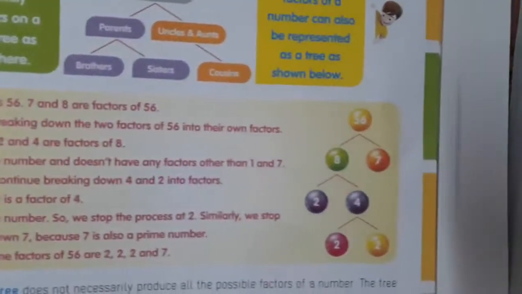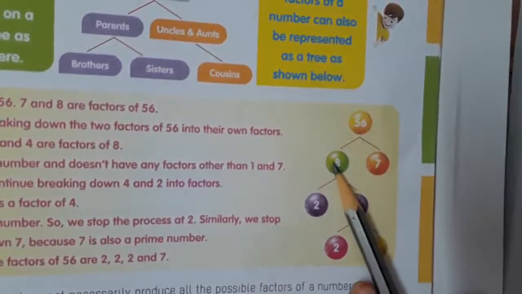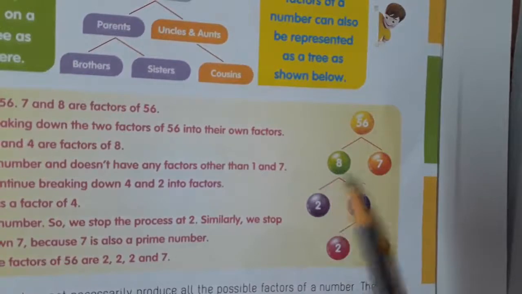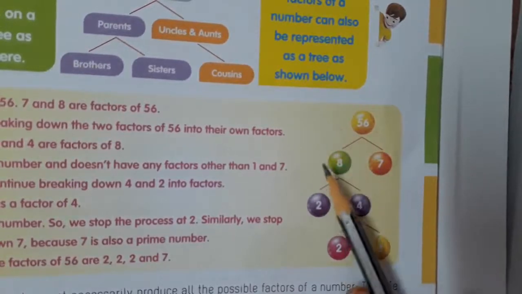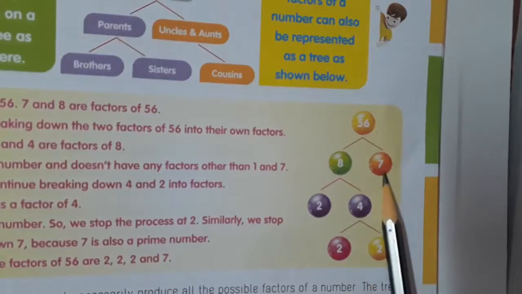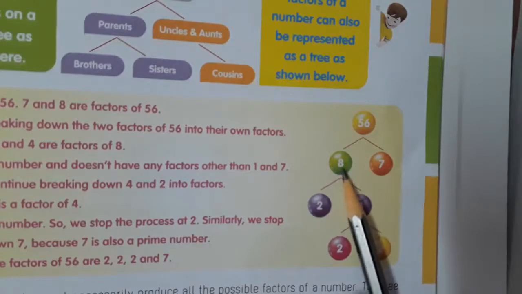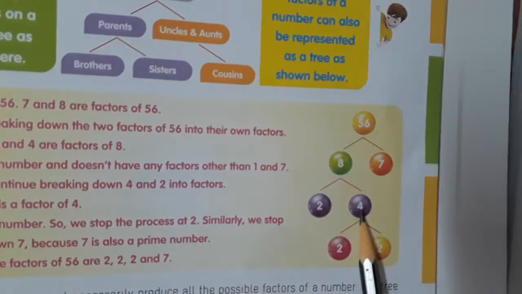See here, 56. 56 is divided into 8 and 7. 8 sevens are 56. 8 and 7 are factors of 56. Next, 7 is a prime number. So, 7 has 1 and 7 as its factors. Next, 8. 2 fours are 8. 2 and 4 are factors of 8. Next, 2. 2 is a prime number.